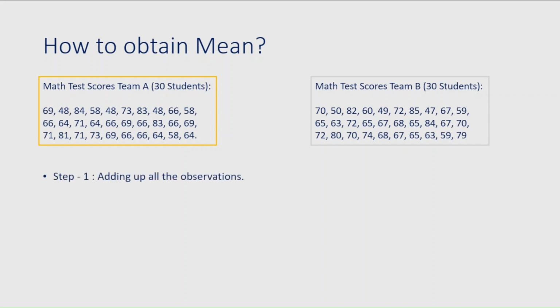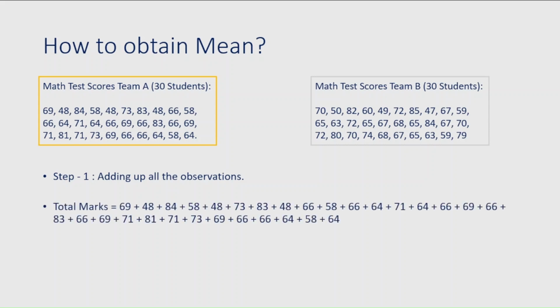The first step is to add all the given observations. Here it is 30. So let's get the sum of all the total marks obtained by the team as total marks. Okay, so here we will add each and every value. So we will begin with 69 plus 48 plus 84 and so on till 64. Okay, and the final answer of total marks is 2002. So that's our step 1.